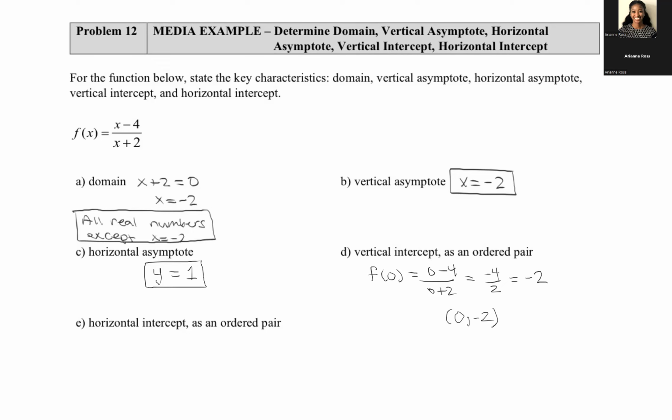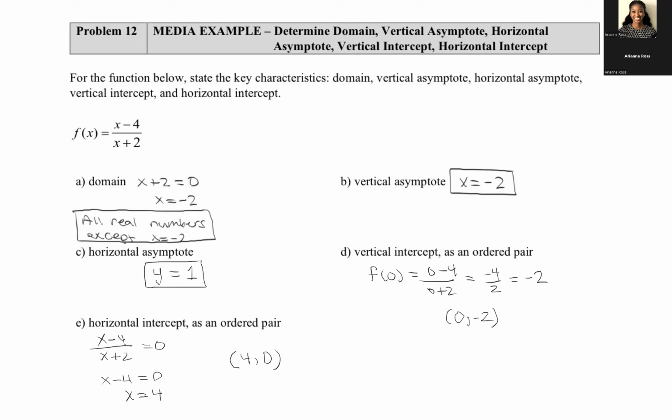And lastly, to find our horizontal intercept, we're going to take our rational function and set it equal to 0. But in order for a rational function to be equal to 0, that just means that the numerator of the rational function is equal to 0. So if (x minus 4) over (x plus 2) equals 0, this just gives us that x minus 4 must be equal to 0. And then if we solve that, we get x equals 4. So when x equals 4, we get an output of 0. That gives us the ordered pair (4, 0) for our horizontal intercept.